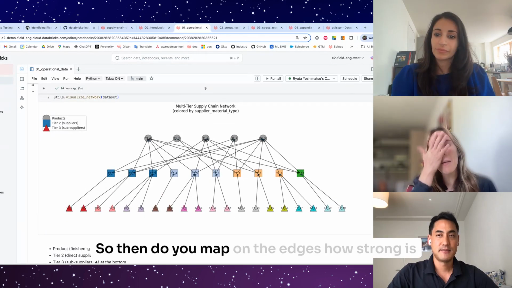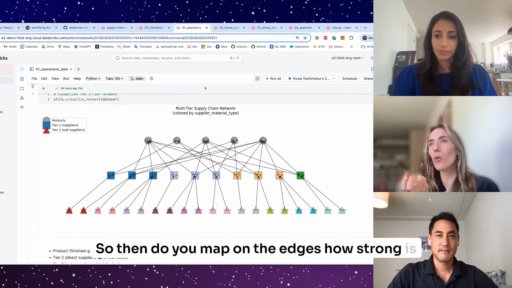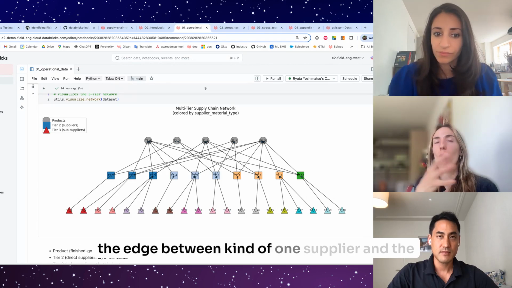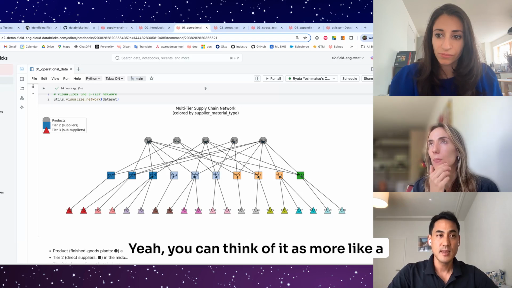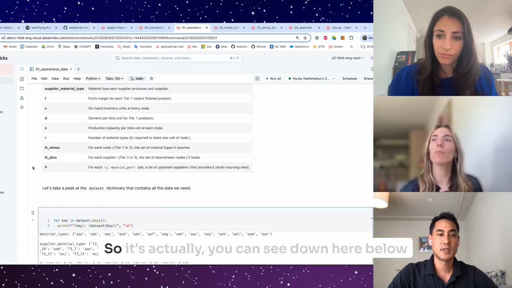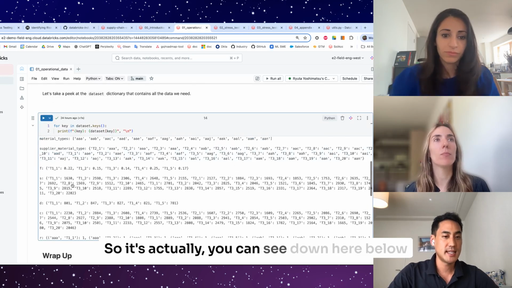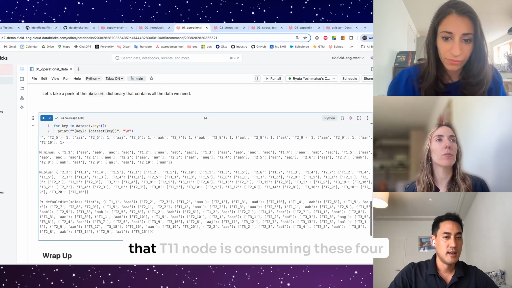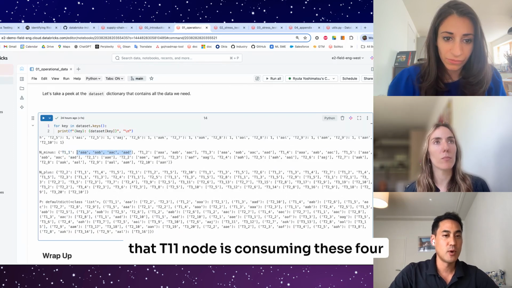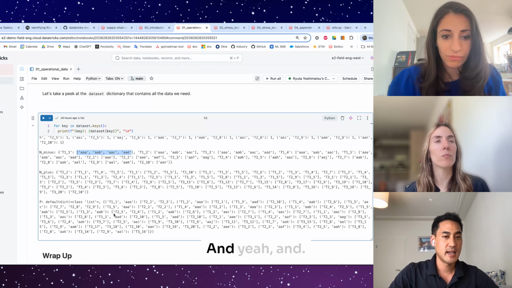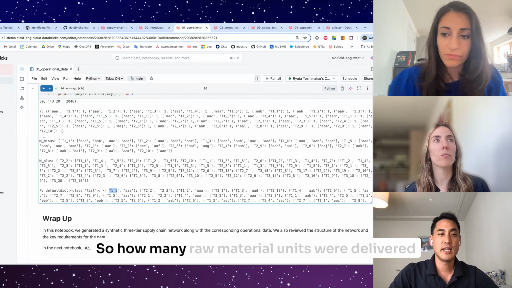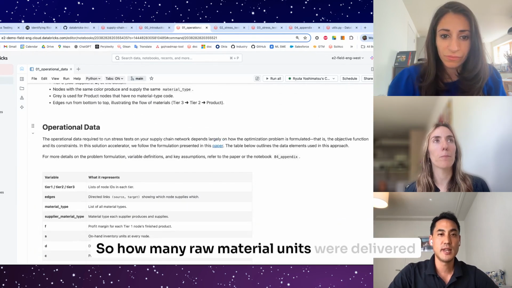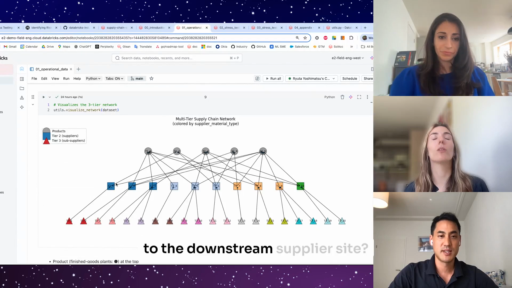So then, do you map on the edges how strong the edge is between one supplier and the next level? Yeah, you can think of it as more like metadata related to it. You can see down here below that the T11 node is consuming these 4 different raw materials, and that information as well. So how many raw material units were delivered to the downstream supplier site?